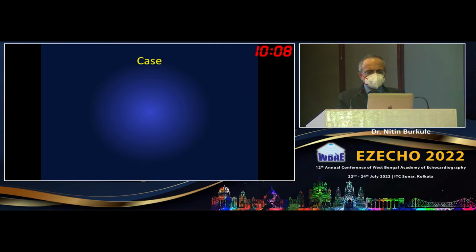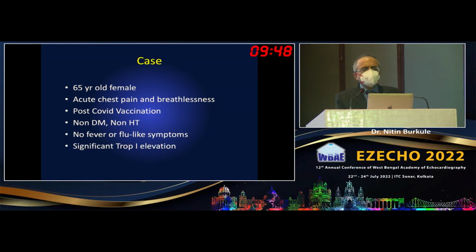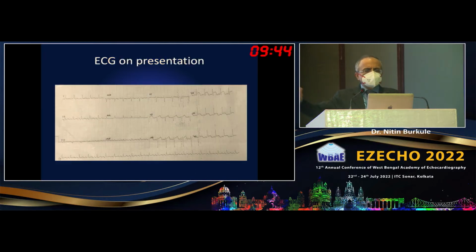Now this is a case of a 65-year-old woman with acute chest pain and breathlessness. She received a COVID vaccination actually, a booster dose. Then 2-3 days down the line, she had acute chest pain and breathlessness. She had LV dysfunction and a significant troponin elevation, and if you look at her ECG here, there is a significant ST elevation from V2 to V6, and she had received the booster dose 3 days back.